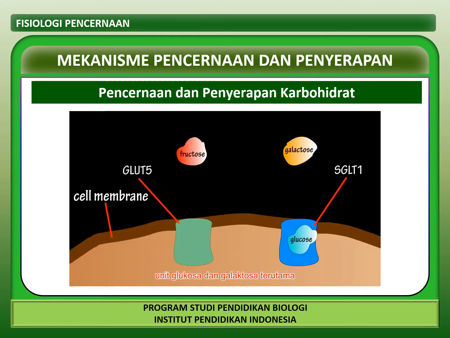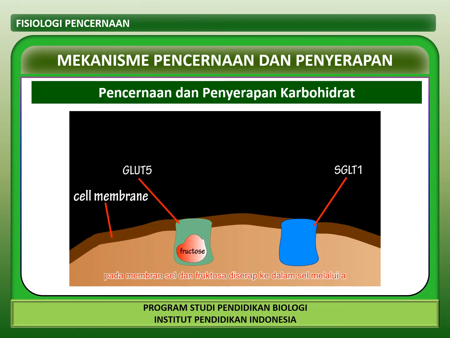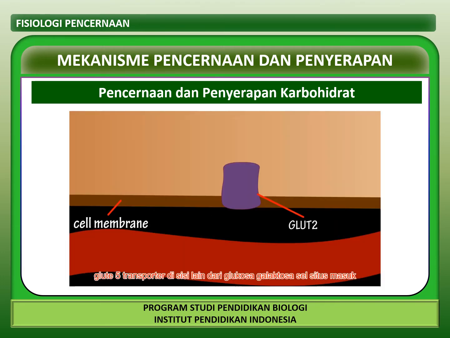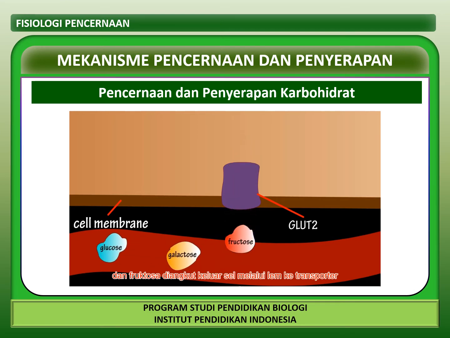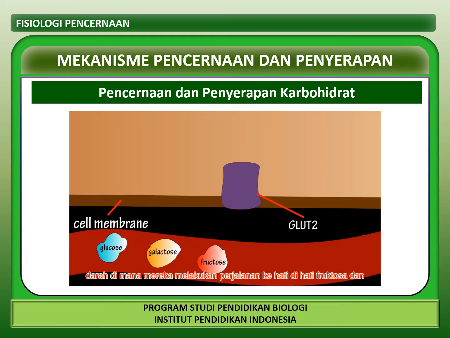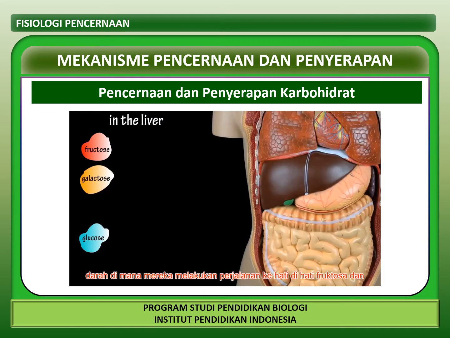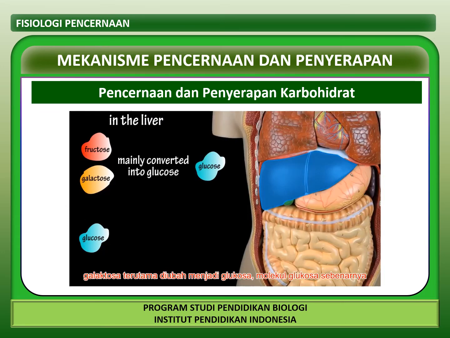Glucose and galactose are mainly absorbed into the enterocyte cells through an SGLT1 protein transporter on the membrane of the cell, and fructose is absorbed into the cells through a GLUT5 transporter. On the other side of the enterocyte cells, glucose, galactose, and fructose are transported out of the cell through a GLUT2 transporter into the blood, where they travel to the liver. In the liver, fructose and galactose are mainly converted into glucose.